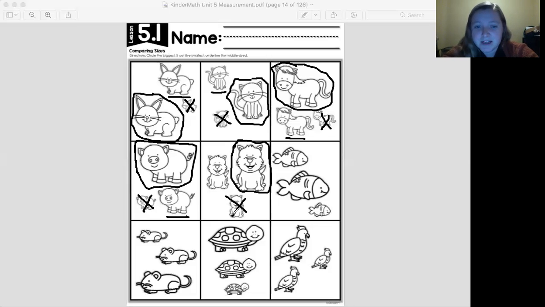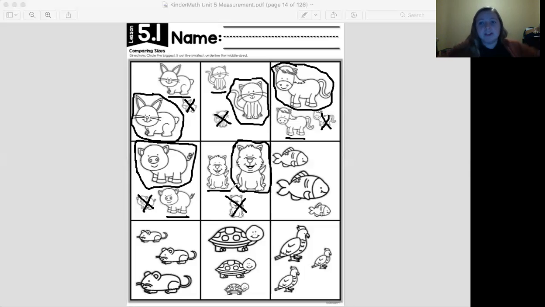Okay. Now the last one. Find the middle-sized dog. It's not the biggest, it's not the smallest, it's the middle-sized dog. Can you put your finger on it? And once you find the middle-sized dog, you're gonna need to put a line underneath it or underline it. All right, you should have underlined that dog right there.